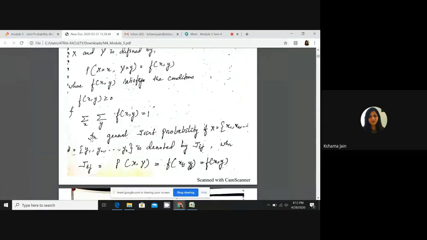And one more condition: the summation over x, summation over y of the joint probability fxy can be maximum 1. You already know that in the fourth module. In the fourth module, we know that if we have a probability distribution, then the summation of all those probabilities can be maximum 1. We have already done that. If you remember in the table when I was asking you to find the value of k, then we were using that addition.